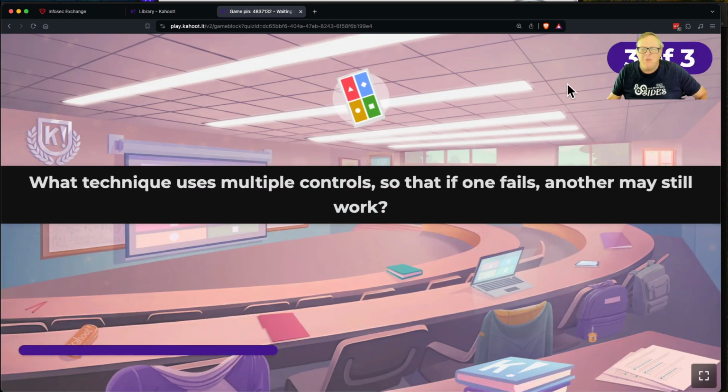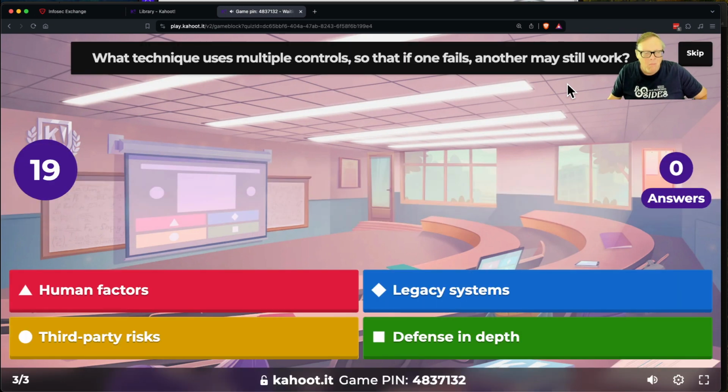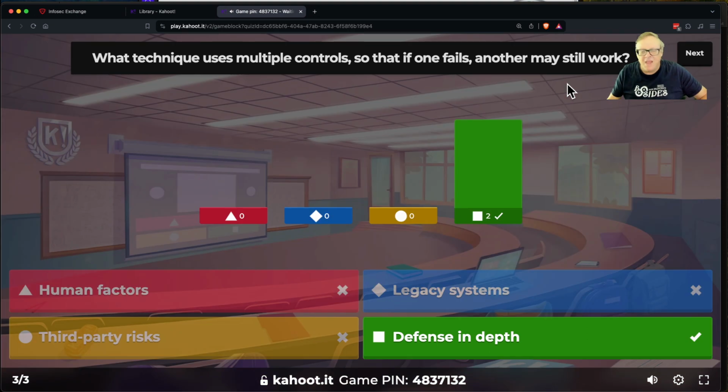How about multiple controls? So if one fails, another may still work. Yeah, that's defense in depth.